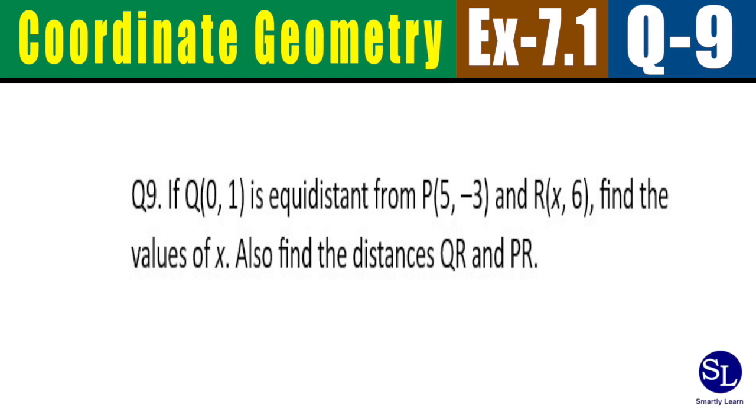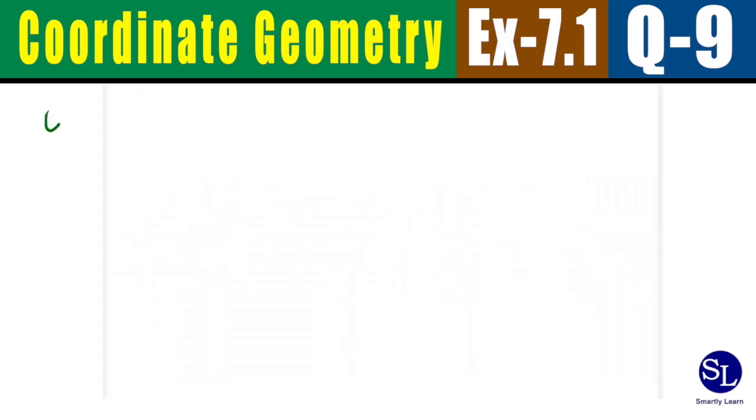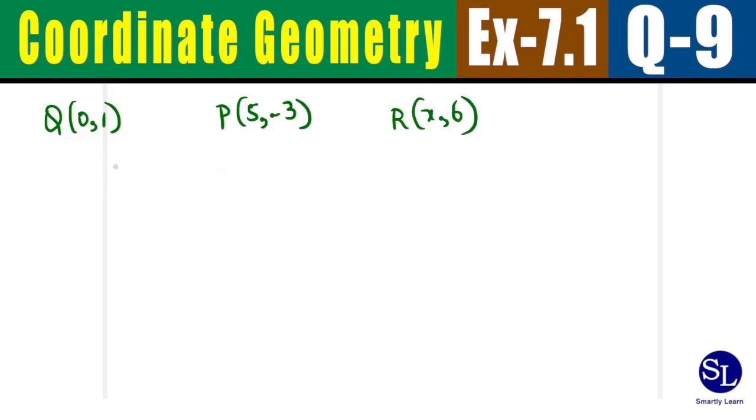So first, let's make a note of the points. Q is given as (0, 1). P is marked as (5, -3). R is marked as (x, 6). It's been given that QP is equal to QR. That is what is given to us.